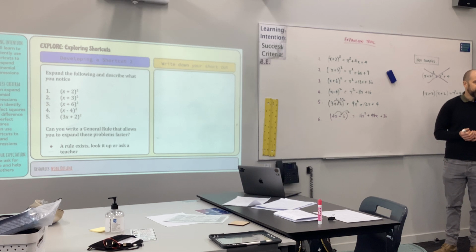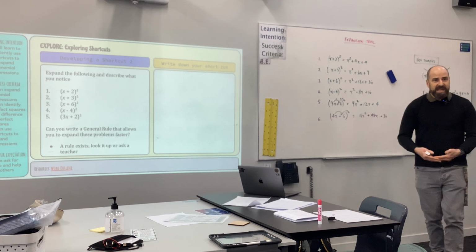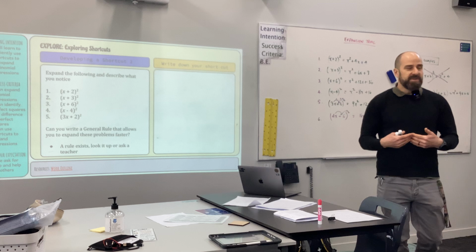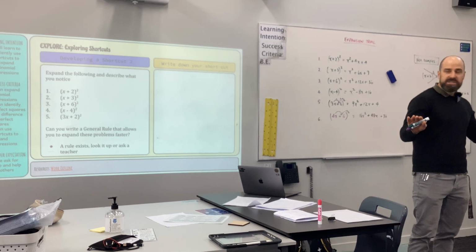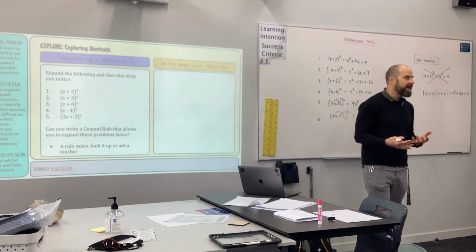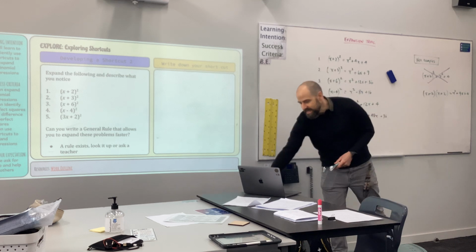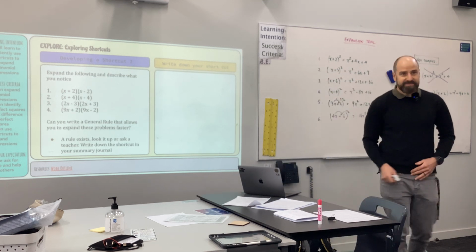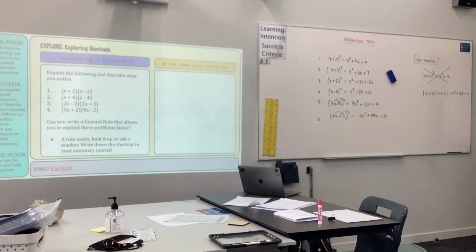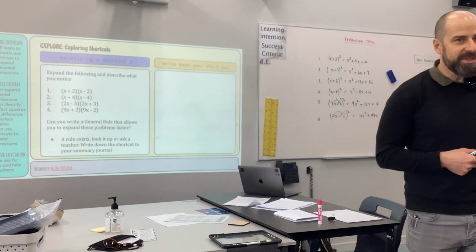All right. If we can get these shortcuts, we can be more efficient. If you can't get these shortcuts, it's not the end of the world. You just have to do it the long way. We're practicing trying to get some shortcuts. Last shortcut. Couple of minutes, have a go at them, see if you can come up with the general rule.